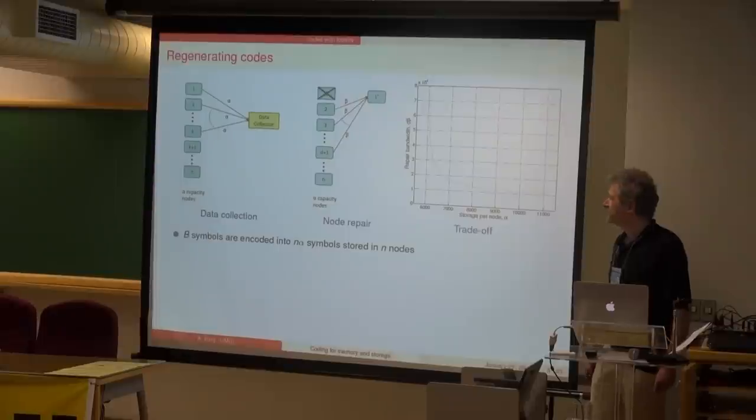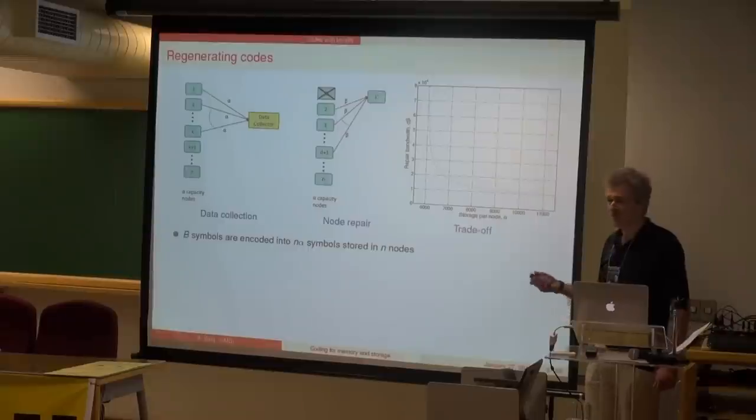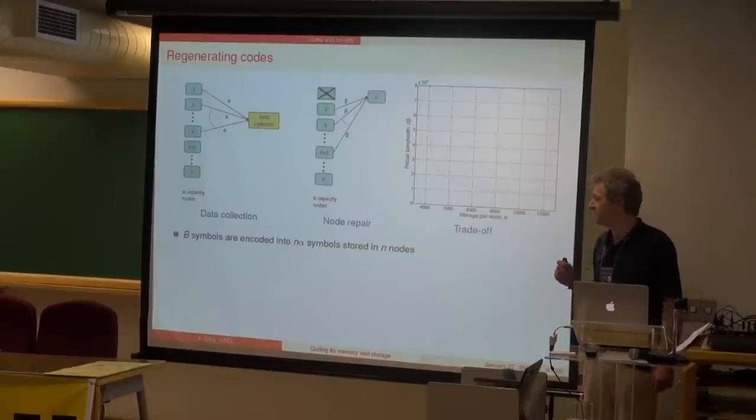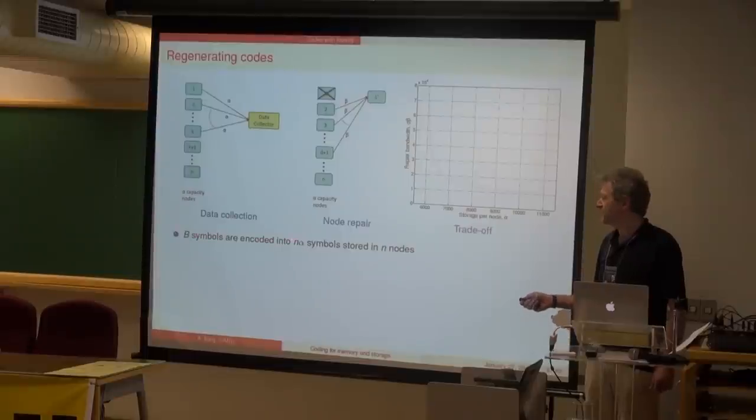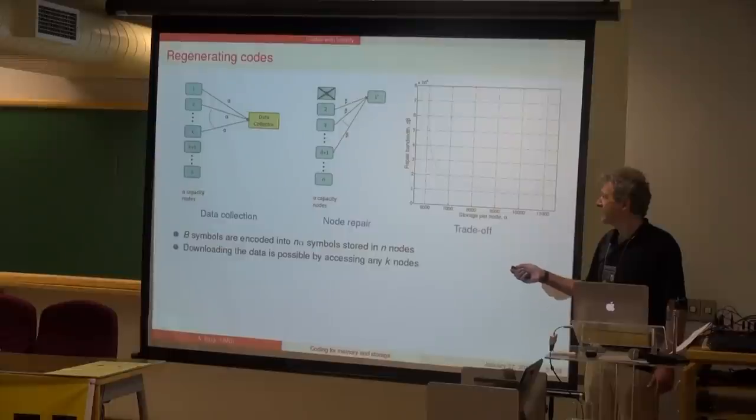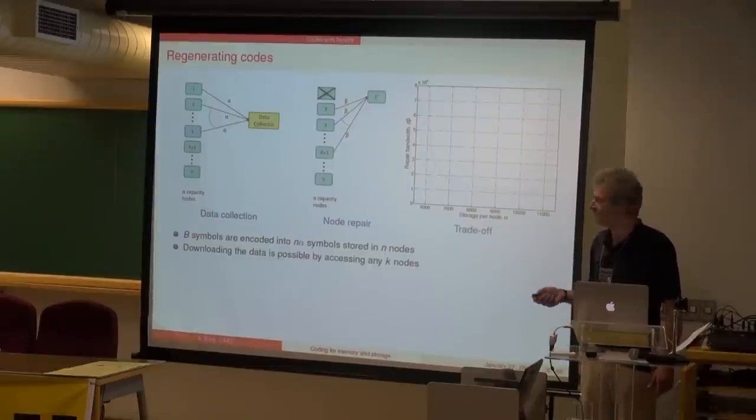In the regenerating problem, a block of data symbols, assumed to be over some fixed-size finite field, B symbols, are encoded into N alpha symbols over the same alphabet. They are stored in N nodes, so alpha symbols per node. The functionality is as follows. First, a data collector must be able to access any K nodes, so it gets K times alpha symbols, and from those it should be possible, never mind which nodes, to recover the data. So it's an MDS-like property.